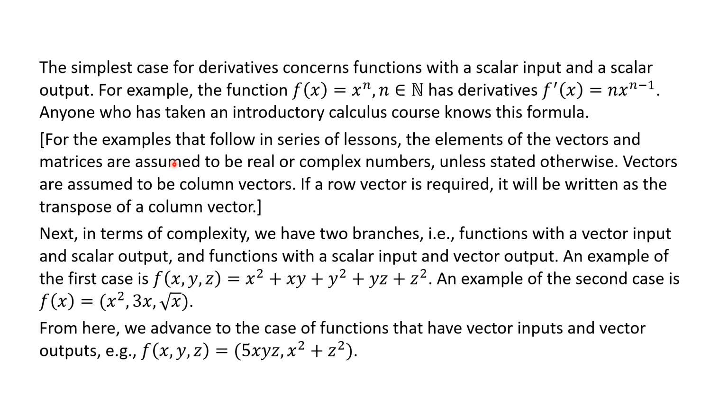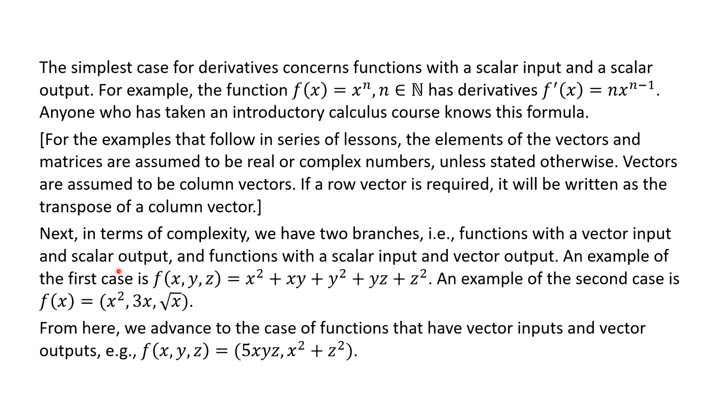For the examples in this lesson and in the following lessons, the elements of the vectors and matrices are assumed to be real or complex. And the vectors are assumed to be column vectors. If we need a row vector, I'll either write it out as a row vector, or I'll take the transpose of a column vector.